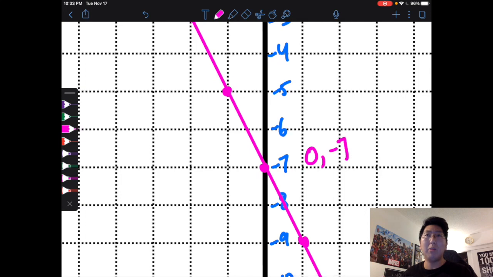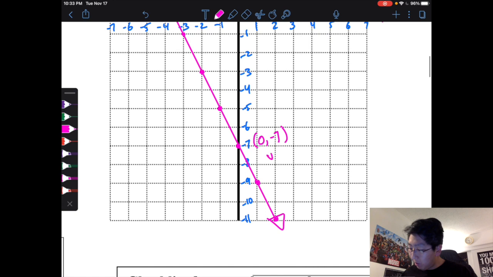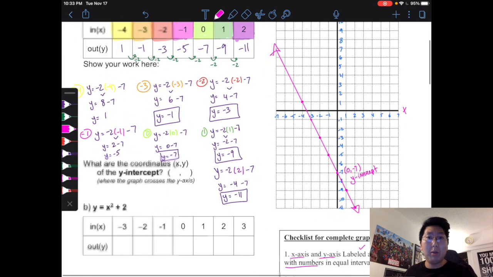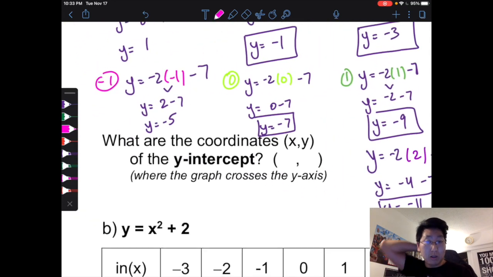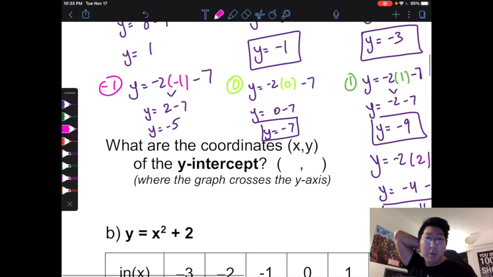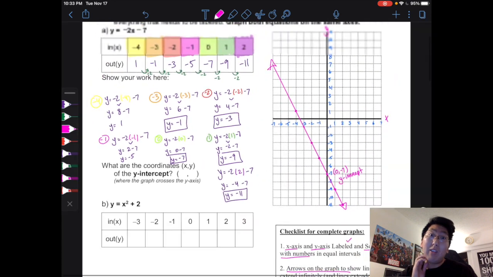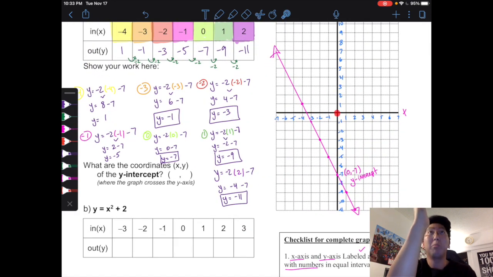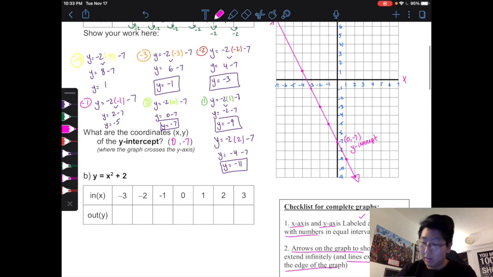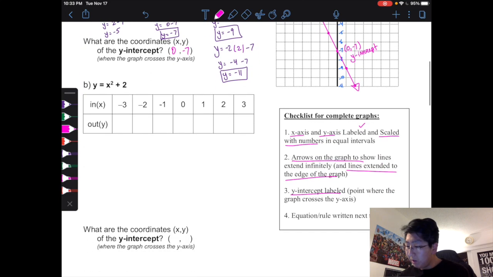So (0, -7). Okay, and that right there is our y-intercept. So I'm going to label it y-intercept. We're going to be referring to this a lot. And even here, what are the coordinates of the y-intercept? Where the graph crosses the y-axis, the point is at x is 0, and y is -7. (0, -7). Okay? So that's the y-intercept.